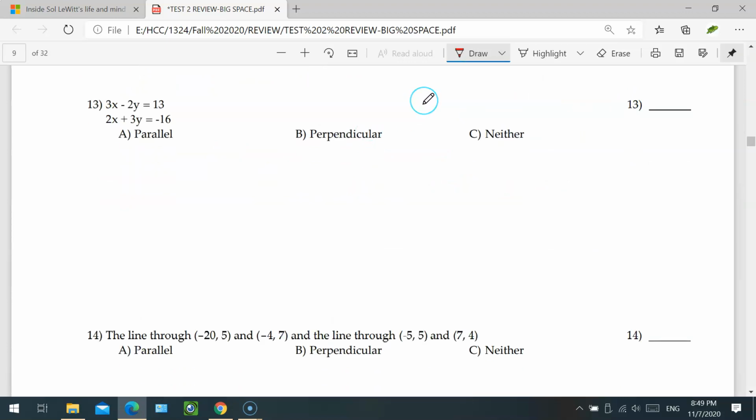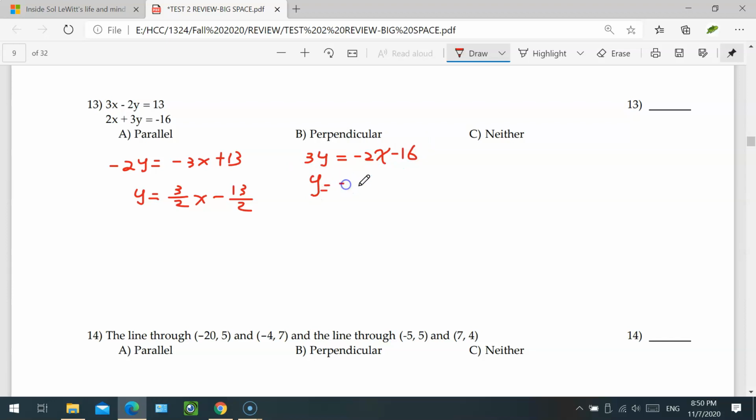Number 13 has another two equations, so we do exactly the same thing. When I rewrite the first equation, I have negative 2y equal negative 3x plus 13. So y is equal to 3 over 2 x minus 13 over 2. Second equation, when I rewrite it, I have 3y equal negative 2x minus 16. So y is equal to negative 2/3 x minus 16 over 3.